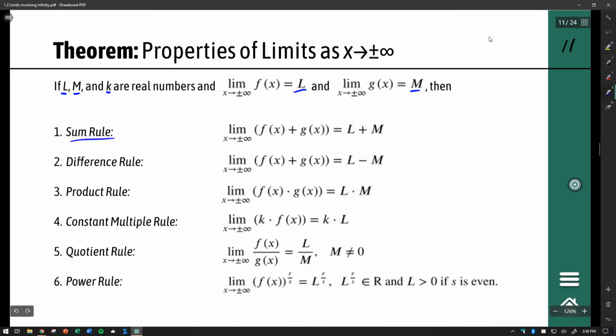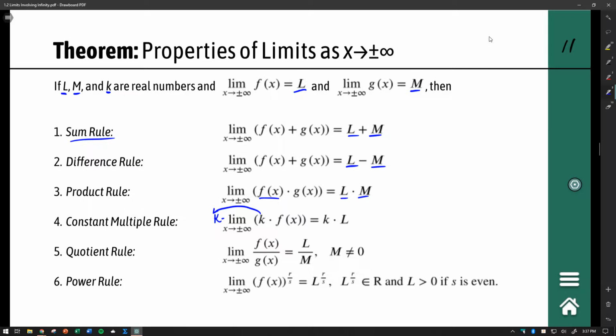So the sum rule. Turns out that if we add two functions in a limit, that limit is the sum of their limits, f and g. Same for differences. We have the difference of the limits. Same for products. If we're multiplying two functions f times g in a limit, then the limit is the product of their limits. Constant multiples. If we have some constant k times our function, then the limit is that same constant k times whatever the limit of f of x was. Sometimes we even look at this as factoring out the k and multiplying it by the limit.